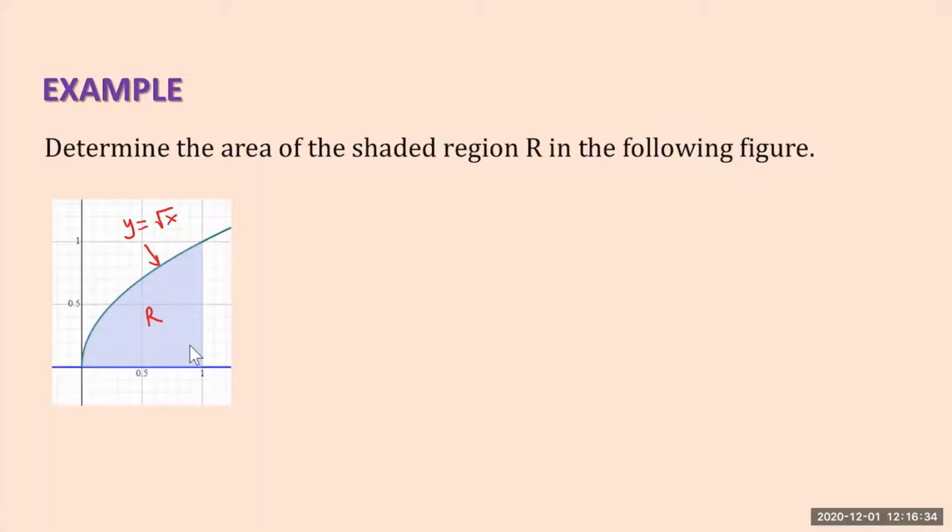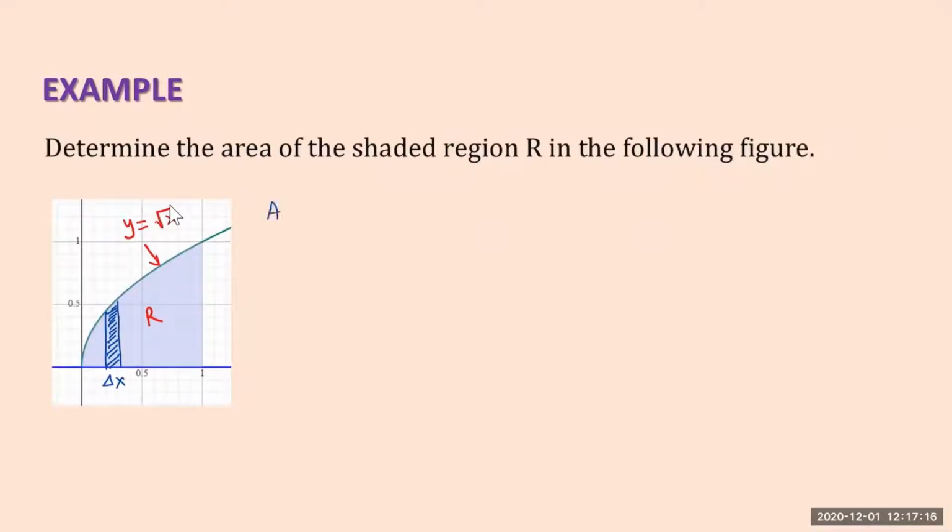If I try to draw a small vertical rectangle like this, a small vertical rectangle of width delta x, and if you try to move this rectangle all the way to the left of the region and all the way to the right of the region, you'll see that this rectangle will always be between the function and the x-axis. That means this is a single region, and we can find this area using a single integral. And that will be the integration of this function, the integration of square root of x.